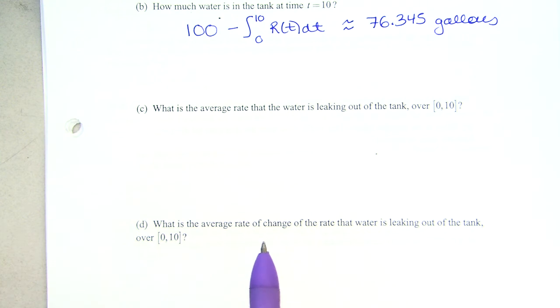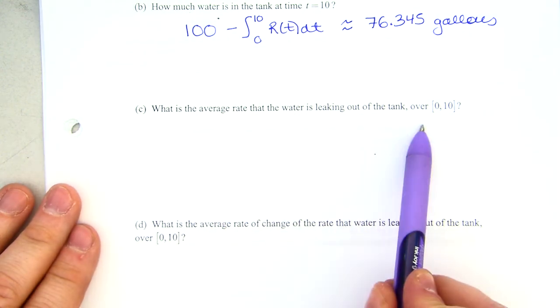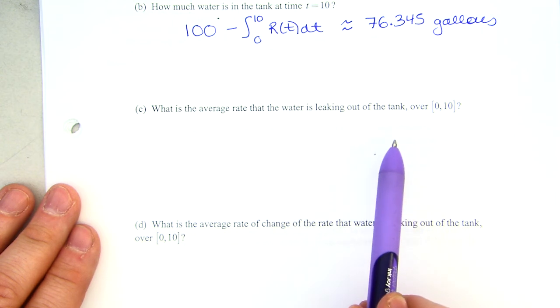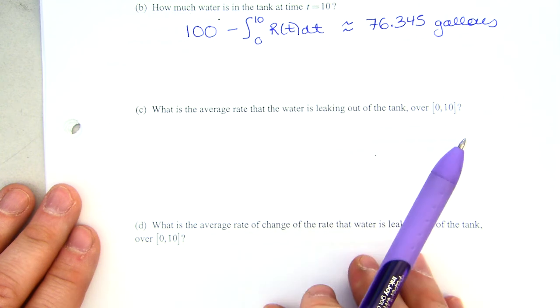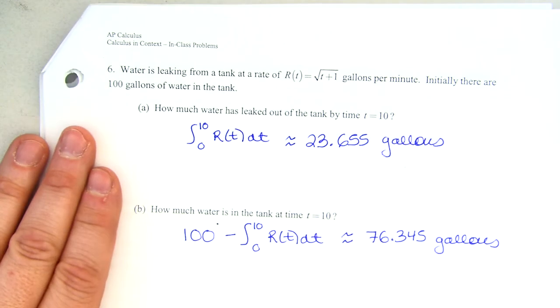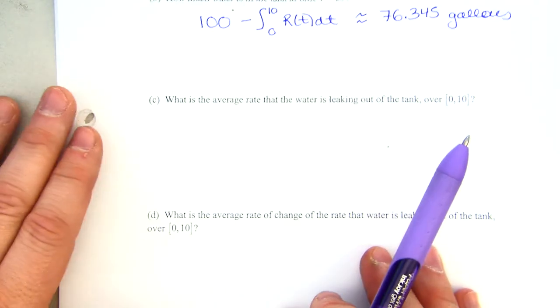Do I want the average rate of change of what was given? That's the f of b minus f of a over b minus a. Part C, what's the average rate that water is leaking out of the tank? Is that the average of the function you were given, or the average rate of change of what you were given? You were given the rate that water is leaking out. I want to know the average rate that water is leaking out, the average of what you were given.